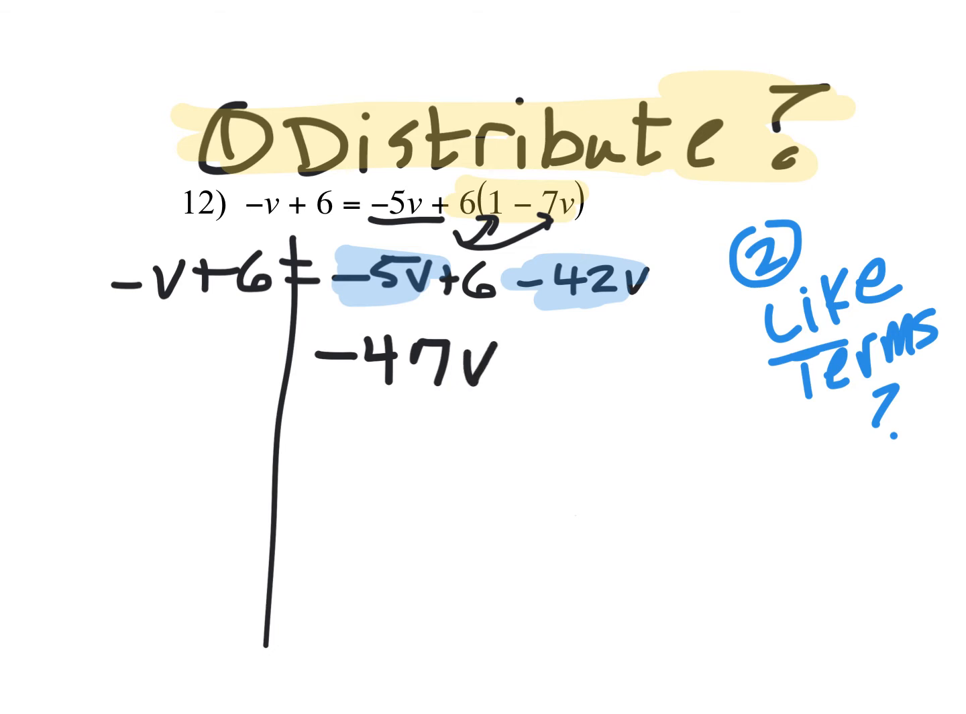Can I combine a V and a 6? Nope. Okay, so that's all I can do over there. Now I'm going to bring down my -V plus 6. So step 1 is always, can you distribute? Step 2 is always, can I put something together to make it a little bit more simple?